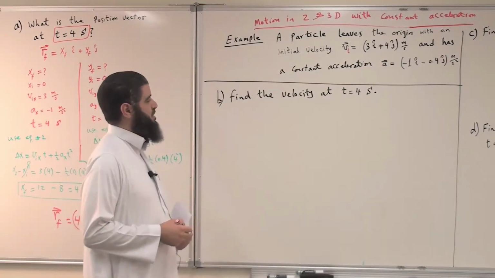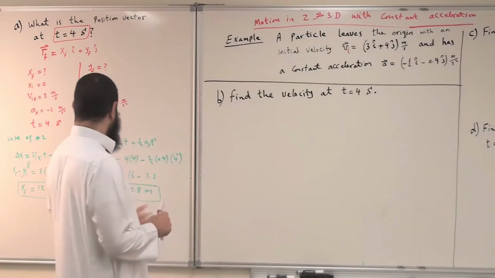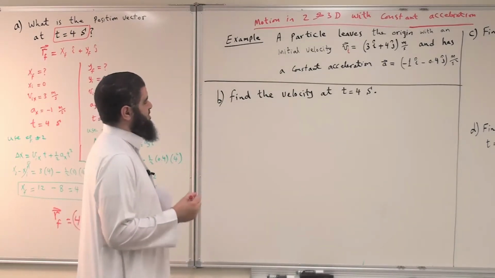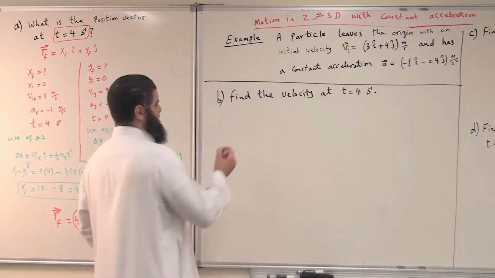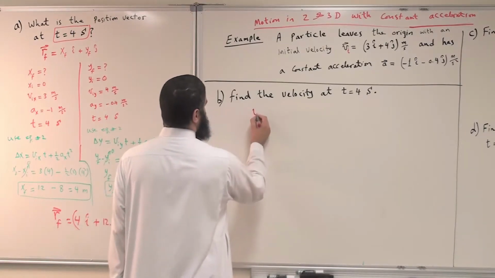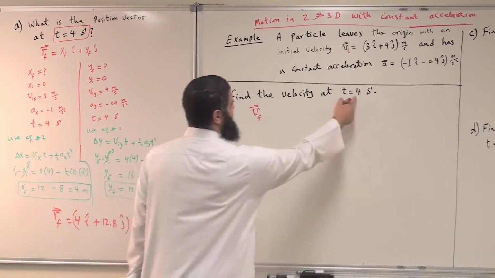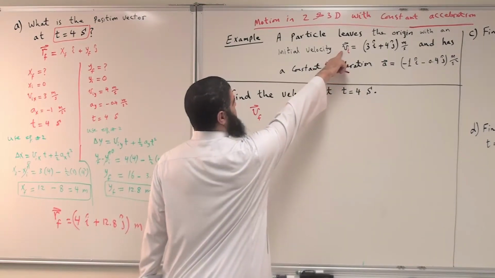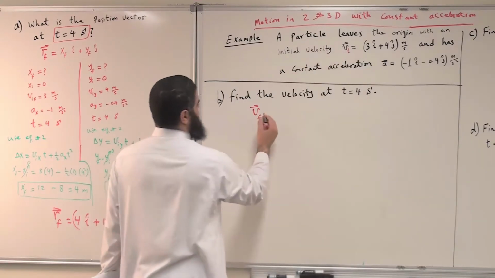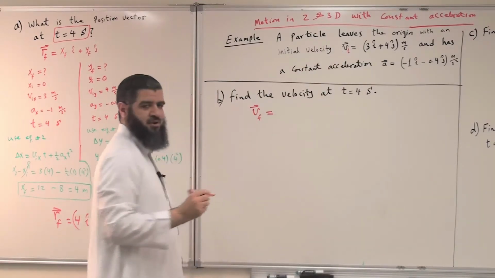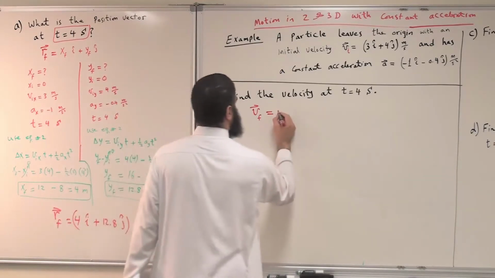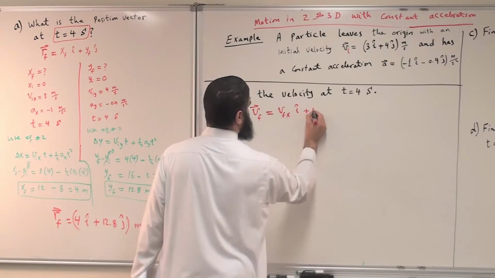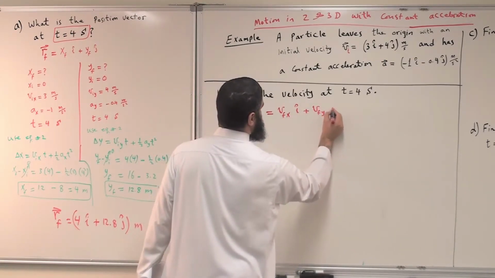Find the velocity at time t equal 4 seconds. We know the position. We want to find what is the velocity. Okay, so the velocity, he is asking us about v final. So v final at t equal 4 seconds, where v initial was when the time was 0 at the beginning, and now he's asking about v final. V final, we know it has 2 components. It has x component, so v final x in the i direction plus v final y in the j direction.